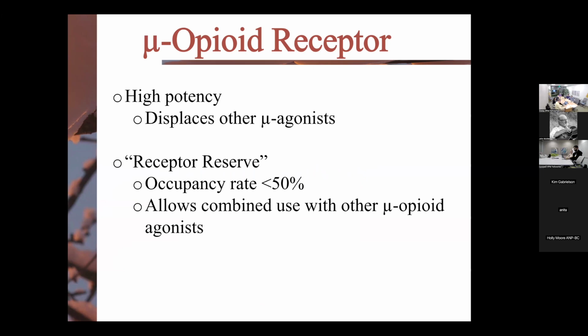There's a high potency and it will actually displace a lot of the other mu agonists like morphine. So if morphine's bound to the receptor, buprenorphine will kick it right off. I found in my reading this term receptor reserve.